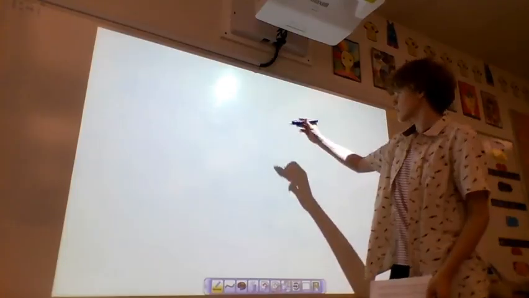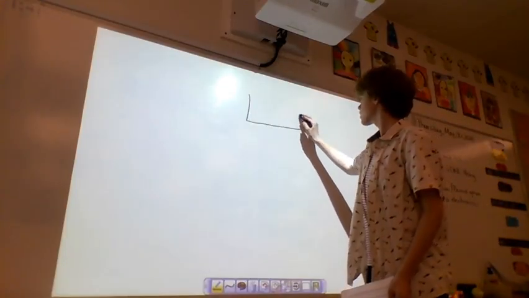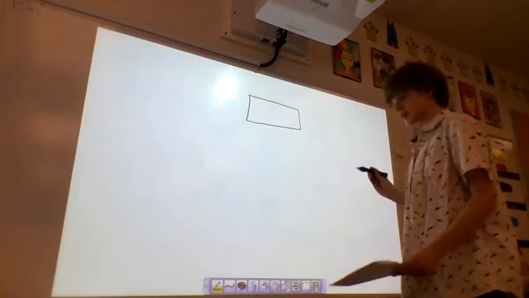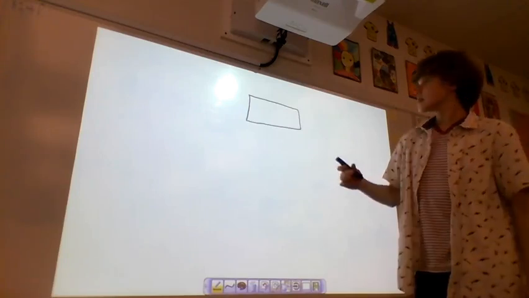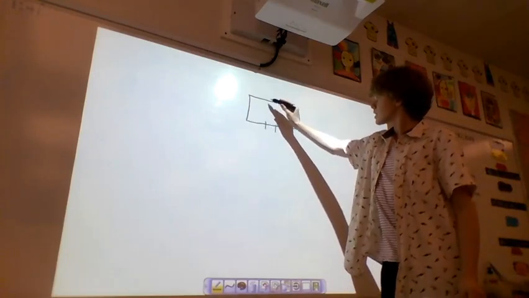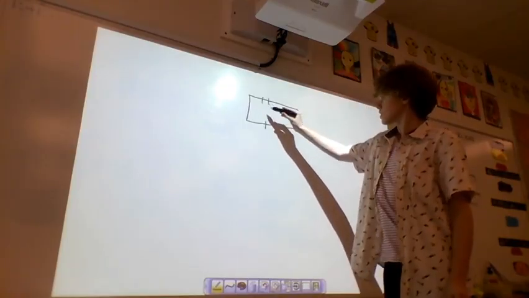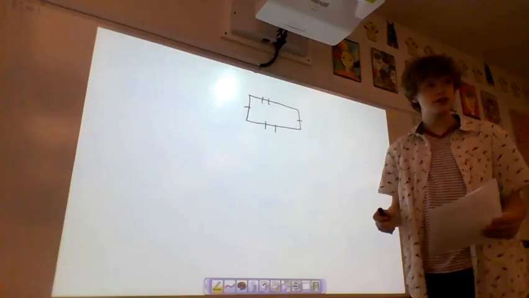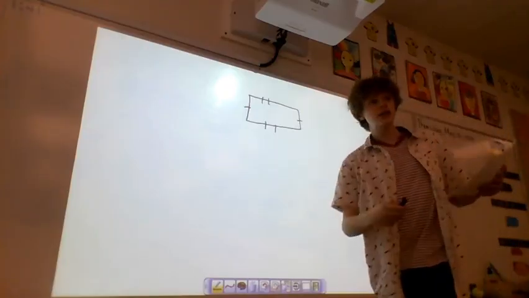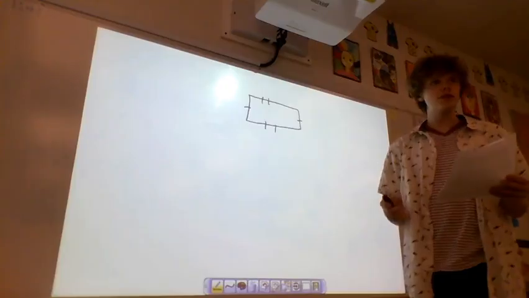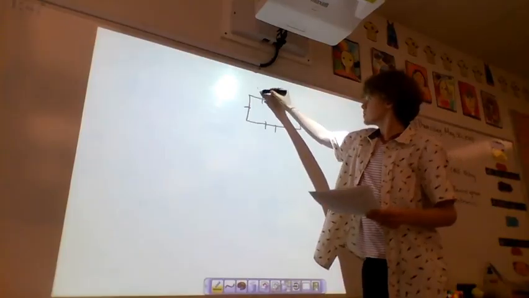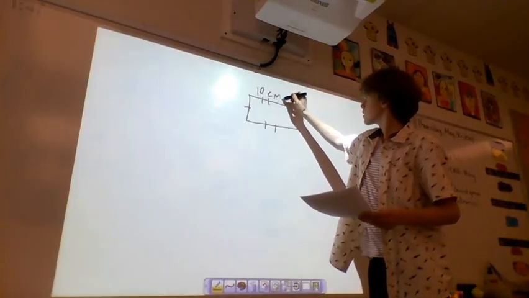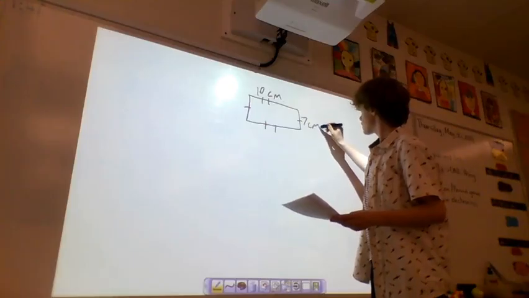Alright, so for our first shape, we have a rectangle. And if you didn't know, there's something special about a rectangle. Its two long sides have the same length, and its two short sides also have the same length. So, now all we need to do is calculate the perimeter. Luckily, we've already received the lengths that we need, which is 10 centimeters for the long side, and 7 centimeters for the short side.